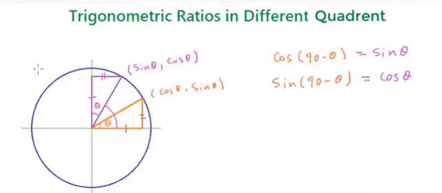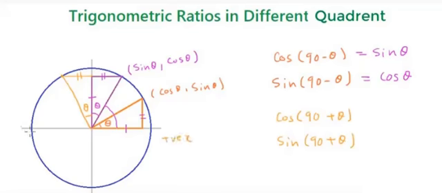Similarly, if I talk about 90 plus theta, then that theta will be somewhere over here, and again this triangle will be congruent to this triangle and this triangle also, where this much is equal to this much and this is common. Then the coordinates of this point will be cos 90 plus theta and sine 90 plus theta, and here we have positive x, and in this direction this is negative x.